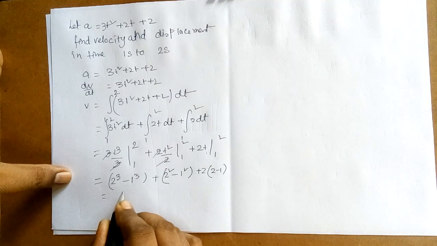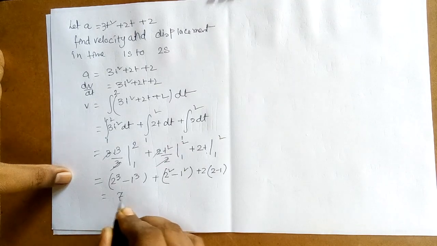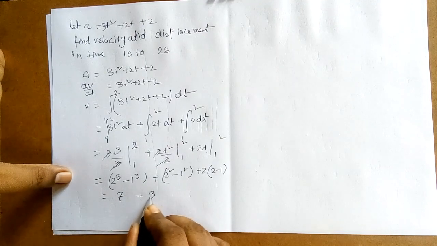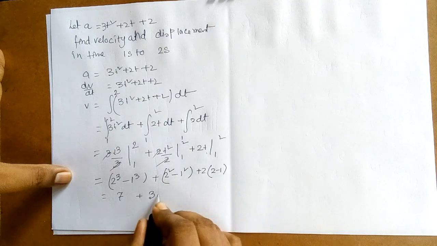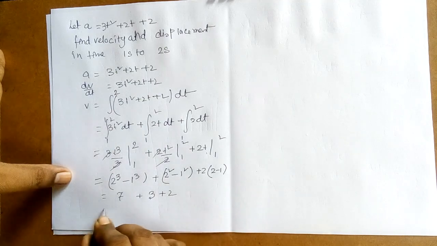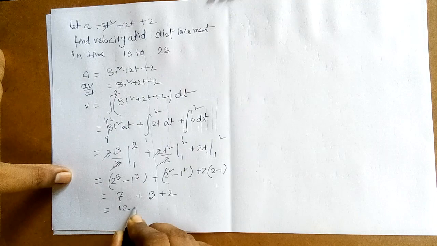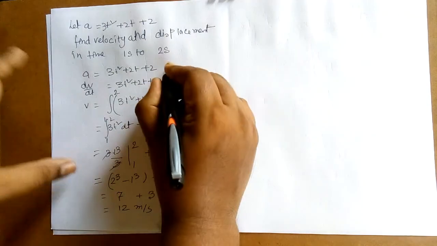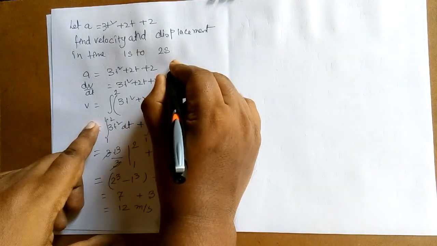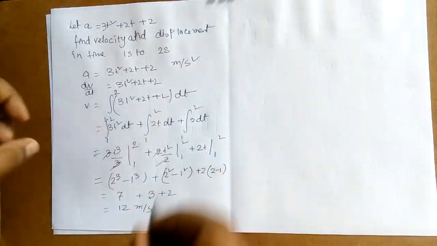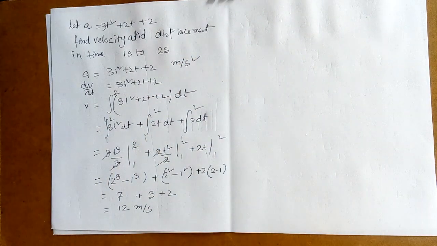Now put the value: it is 8 minus 1, that is 7, plus 4 minus 1, 3, and 2 minus 1, 1, so plus 2. So 12 meter per second. If the acceleration is given in SI, it is meter per second square, so velocity will come in 12 meter per second.